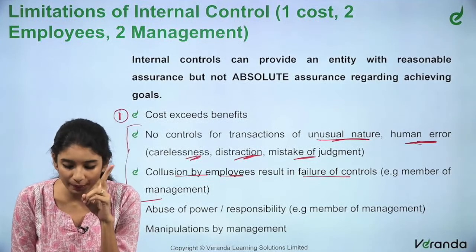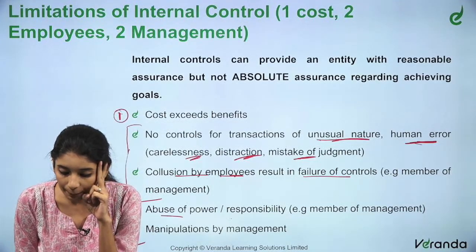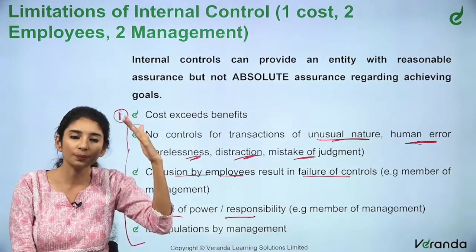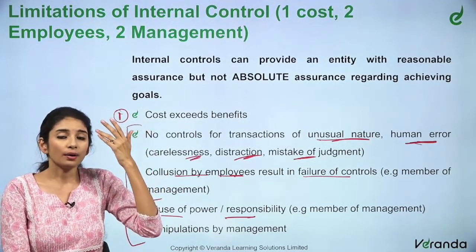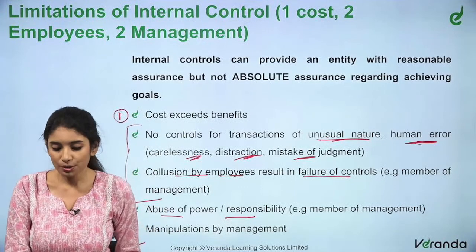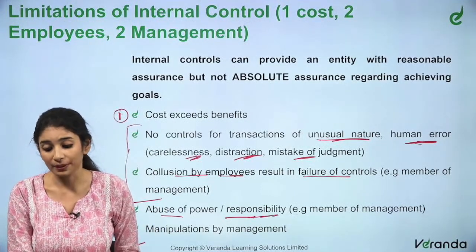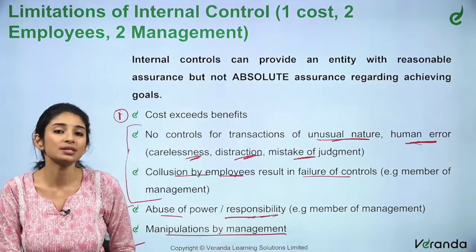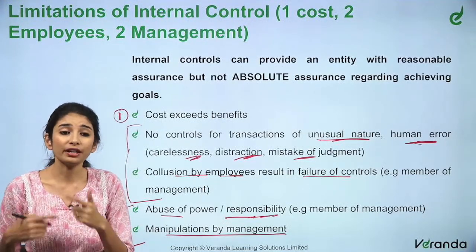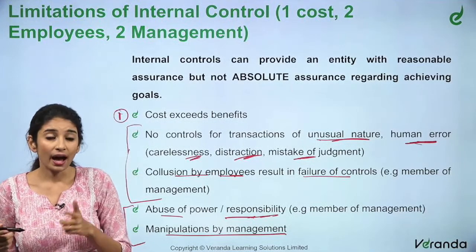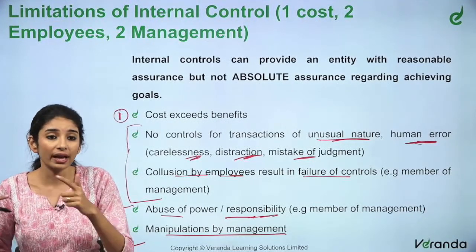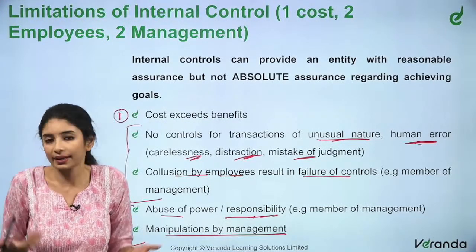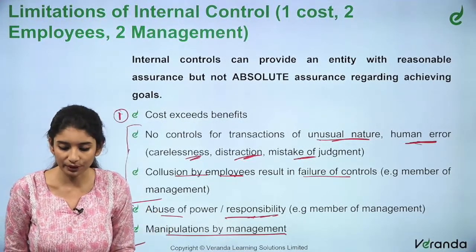2 on management. Number 1, management abuse of power and responsibility. We have seen many cases where top management abuse or misuse their power and responsibility. In that case, controls will be ineffective. Manipulations by management. Management manipulating the figures after all the controls have been acting, and after that manipulating the end data. In that case, controls cannot do anything about that, right?